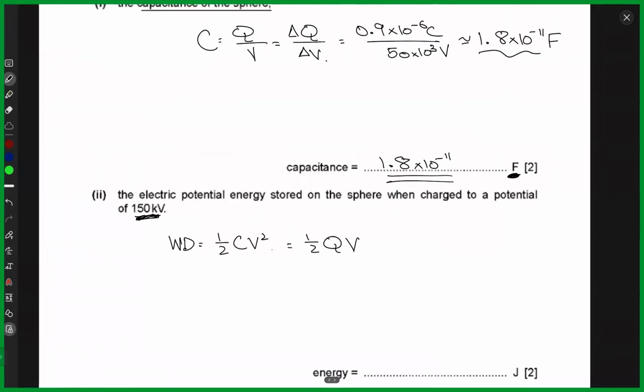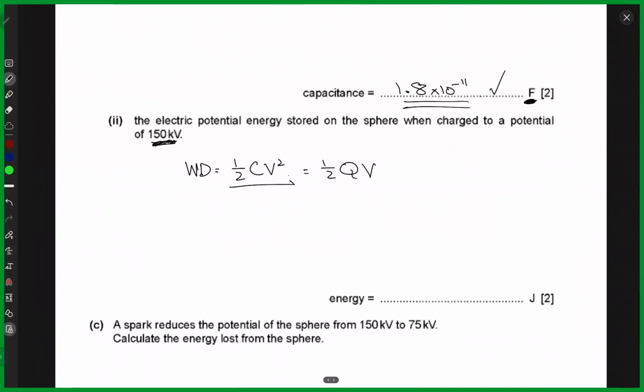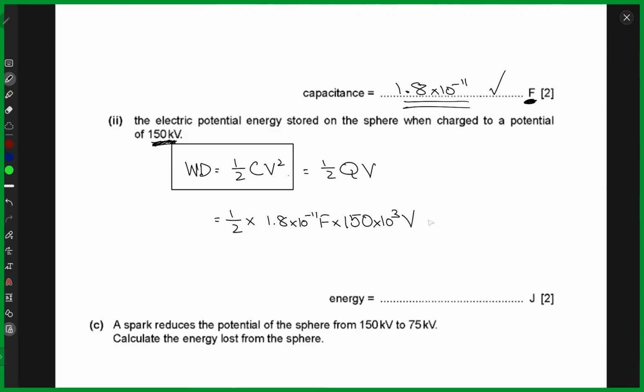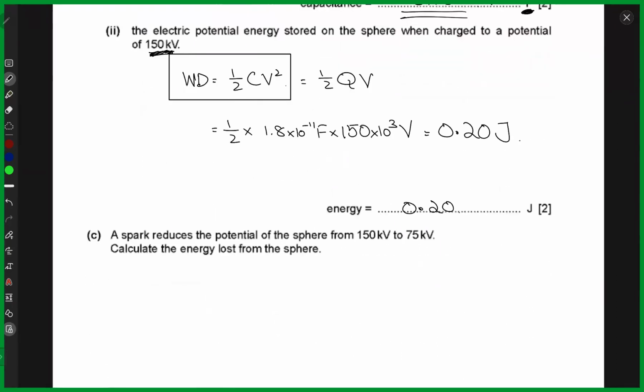That's one way of doing it. The other way is very simple, where we have already figured out the capacitance. So just use this part of the expression, half CV squared. That's half into 1.8 into 10 raised to power minus 11 farads times volts squared. Volts is 150 kilovolts, so 150 into 10 raised to power 3 volts. We see the units are all SI units, so this would give me joules, and 0.20 joules. So that's how you find the energy.